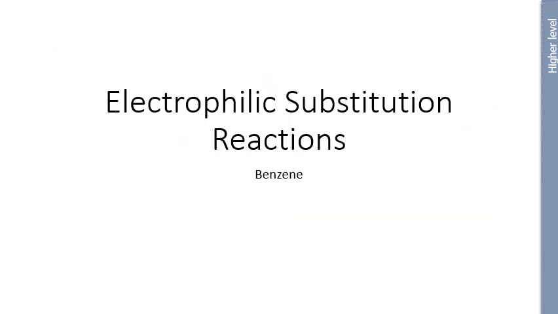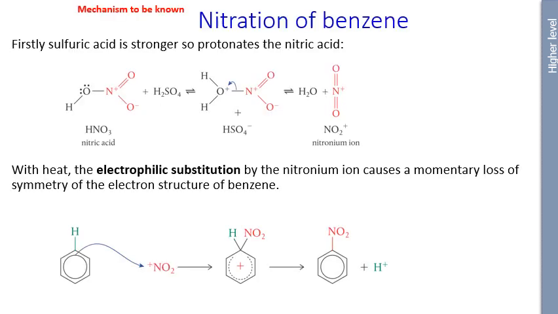So the final reaction we're looking at today is electrophilic substitution, in this particular case of benzene. So let's now look at the nitration of benzene. You have to know this mechanism. The first step requires the nitronium ion electrophile to be formed from the nitric acid.